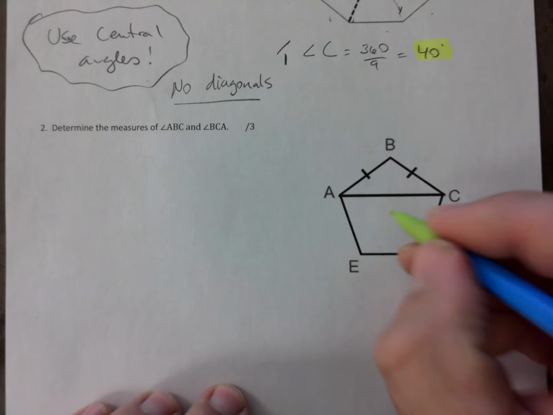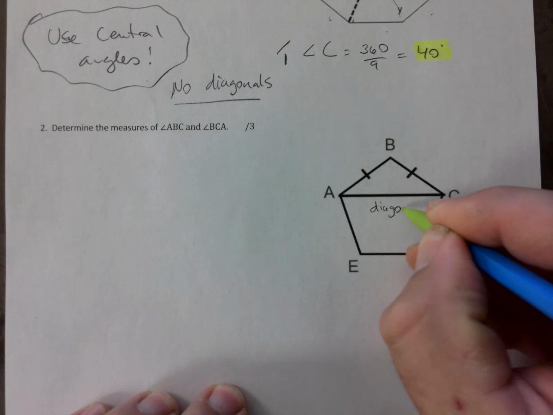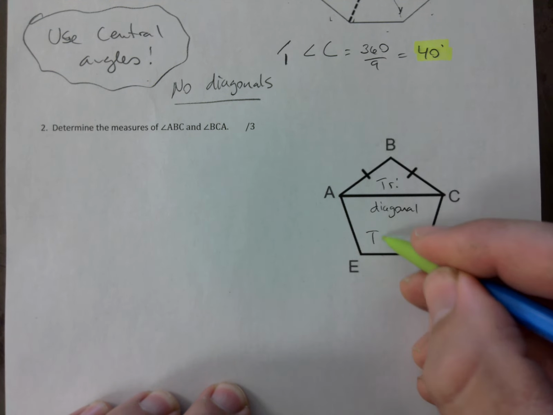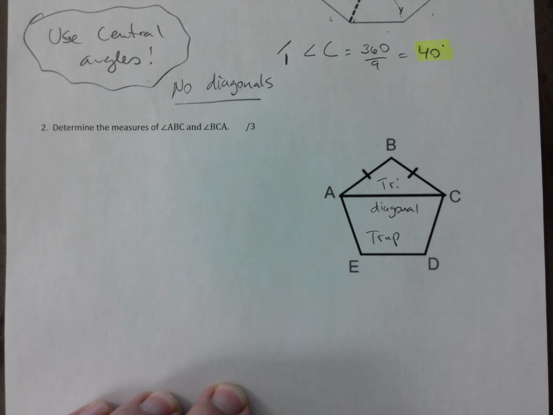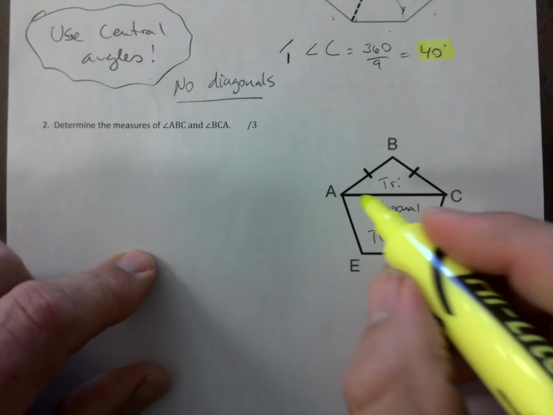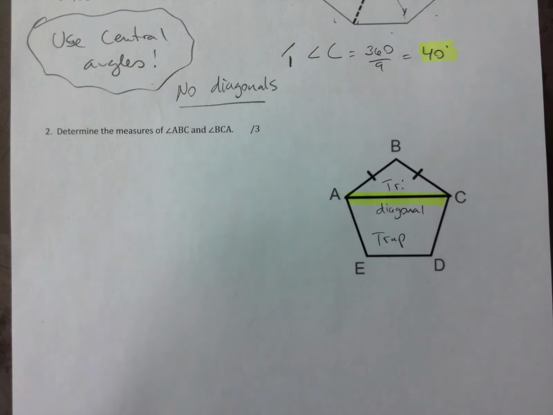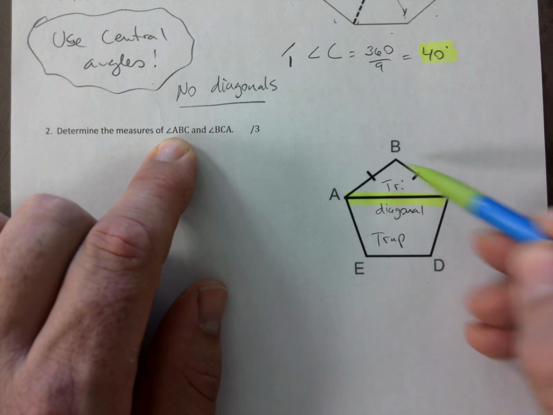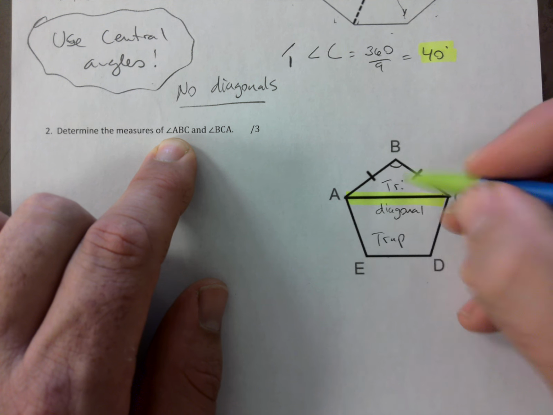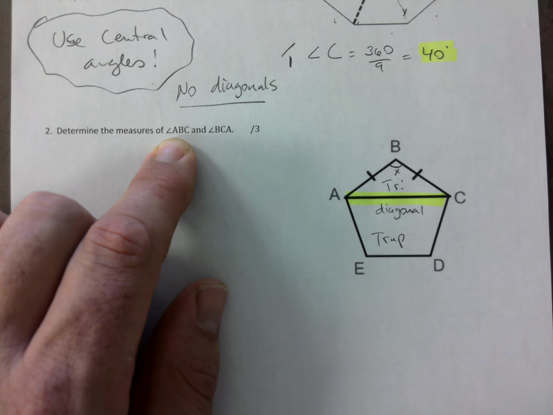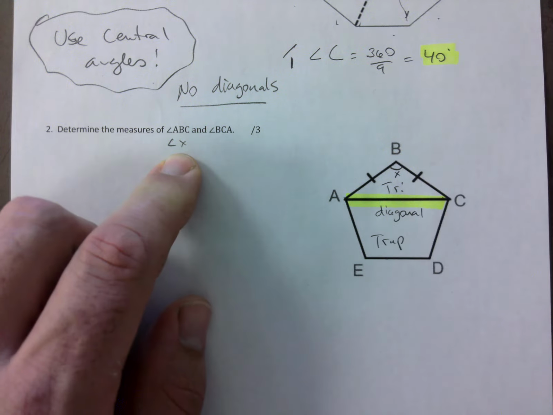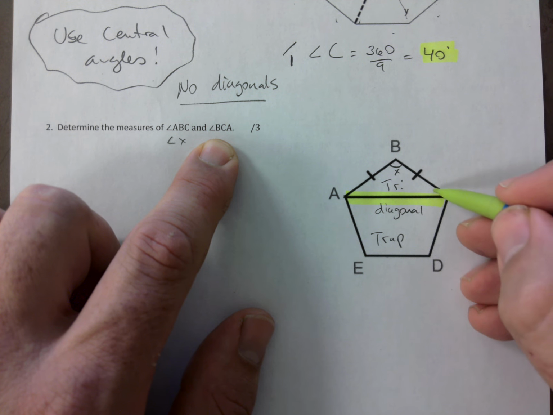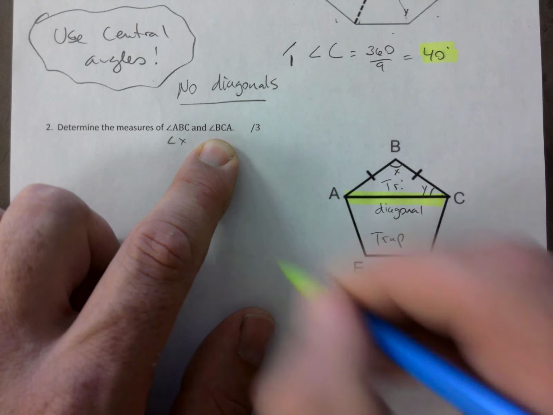Next, this is definitely a diagonal. Okay, so we have a triangle here. We have a trapezoid or a four-sided figure there. Okay, so this is my diagonal going across. And what is it asking for? Angle ABC, so it's asking for this one here. If you want to call that X, that's fine. Okay, this is angle X for me. BCA, it's asking for this one right here, that's Y.